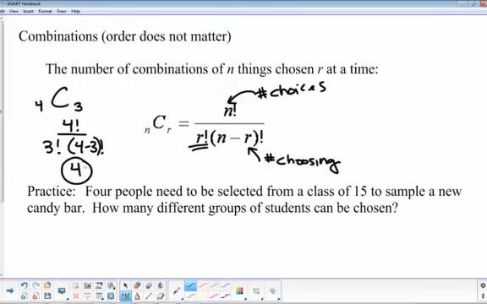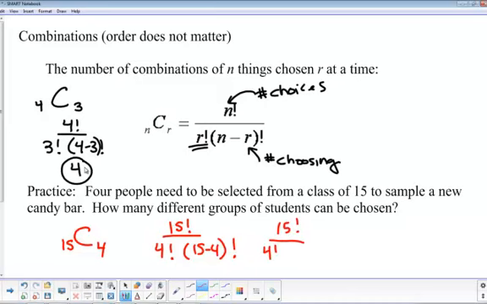The next problem says 4 people need to be selected from a class of 15. So it doesn't matter the order. So the combination is 15 possible people for being selected. So we're going to do 15 factorial divided by 4 factorial times 15 minus 4 factorial. So that's 15 factorial over 4 factorial times 11 factorial.